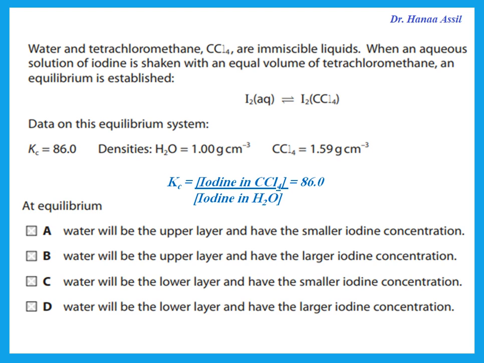And then he says the density of carbon tetrachloride is more than water, that means I have two layers in which the carbon tetrachloride, the tetrachloromethane, is the lower layer. Water has lower density, so it will be above it, and the iodine is more soluble in the carbon tetrachloride, so at equilibrium, water will be the upper layer and will have a smaller concentration of iodine.